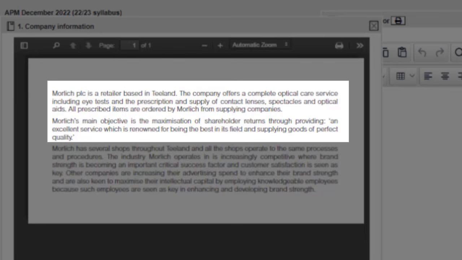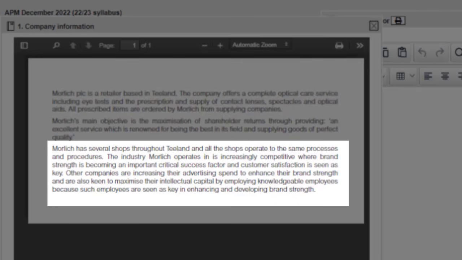All of this is so important because when we get down to answering the question, we're going to need to refer to this information. We need to tailor our answer to this company. So one way to ensure a pass is to make sure your answer is referencing the information in the scenario.